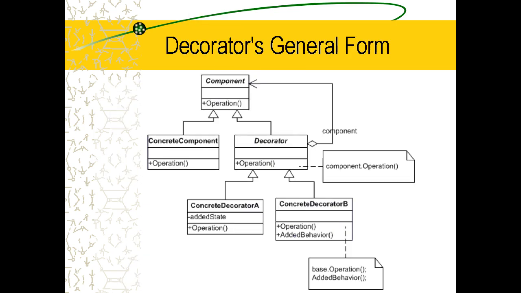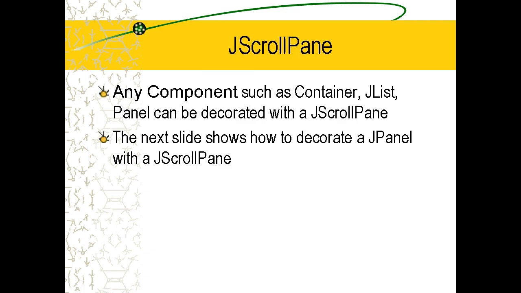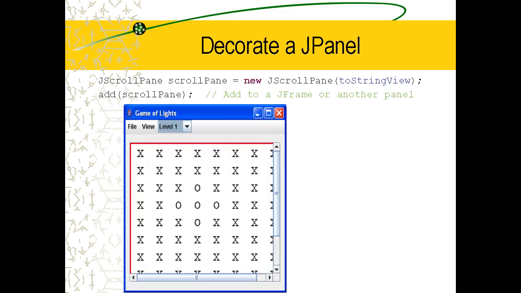The decorator's general form says if you have a decorator that's subclassing from some component, it has a component in it, and then it has variations, decorator A, decorator B, which allow you to add operations and change the outward appearance. So the ScrollPane is a great example of a decorator. Any component can be decorated with a ScrollPane: a list, containers, images, text areas, whatever you like. Here's an example where you have something inside of a ScrollPane, with horizontal and vertical scroll bars that allow you to scroll around.